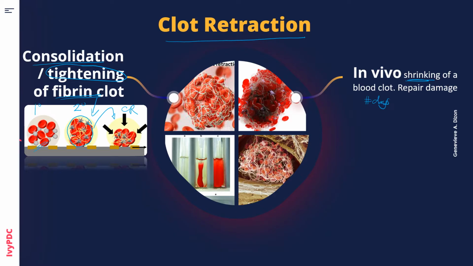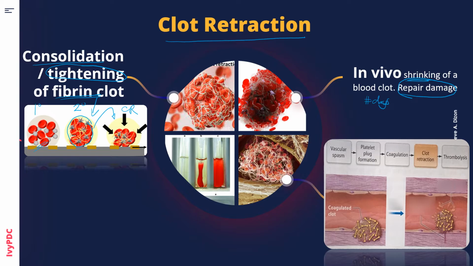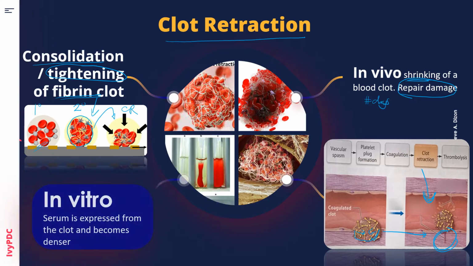So how does clot retraction contribute in the repair of the damage of the blood vessels? In damaged blood vessels, clot retraction would pull these damaged blood vessels together so that they can repair the blood vessel wall. So clot retraction pulls the damaged edges of blood vessels together so that the repair can be faster, tighter, and stronger. In vitro, when blood clotting is complete, the clot normally undergoes retraction wherein the serum is expressed and the clot is denser.